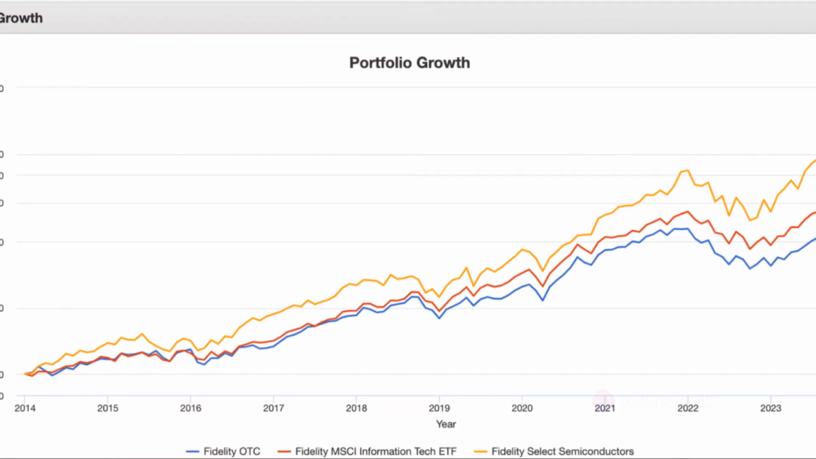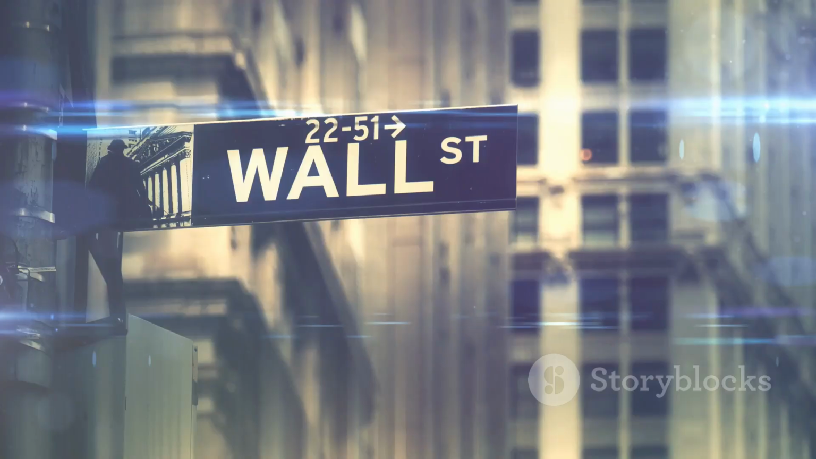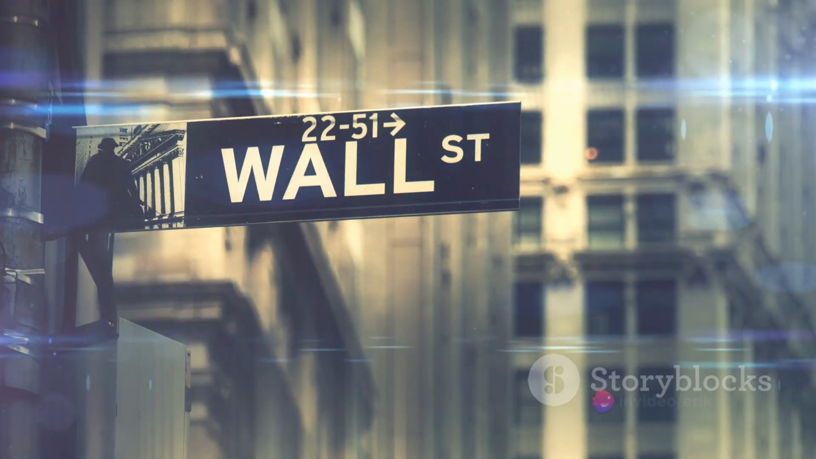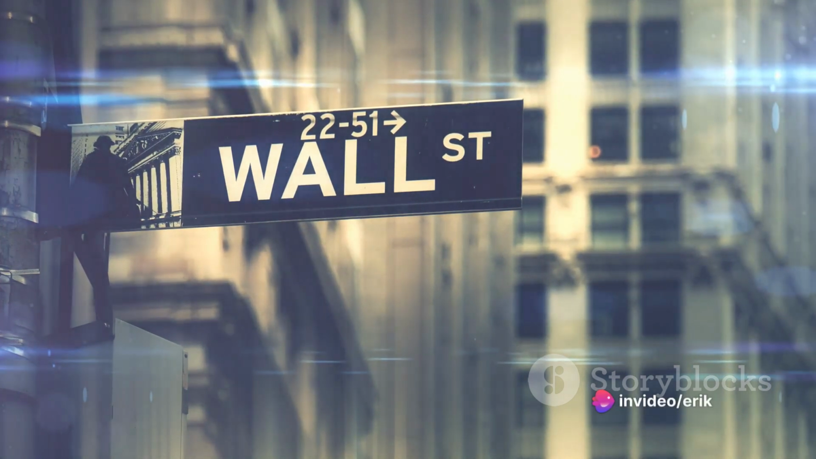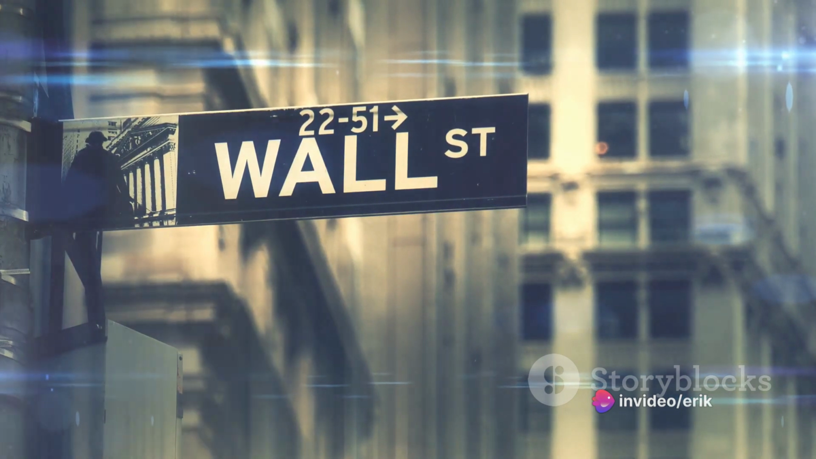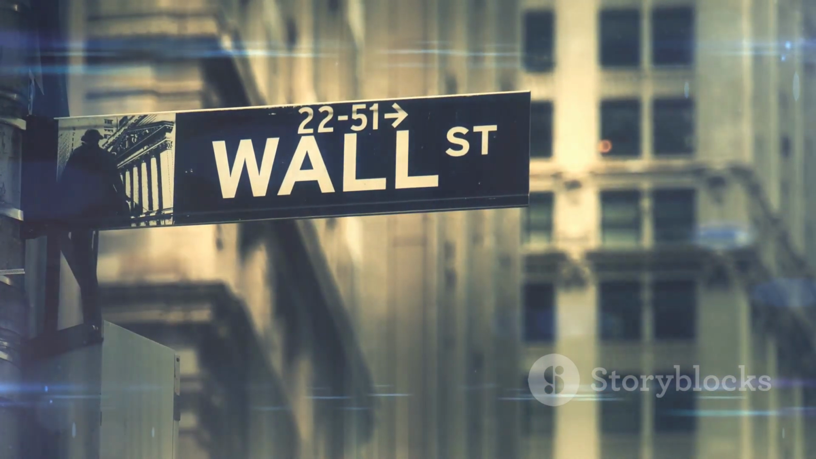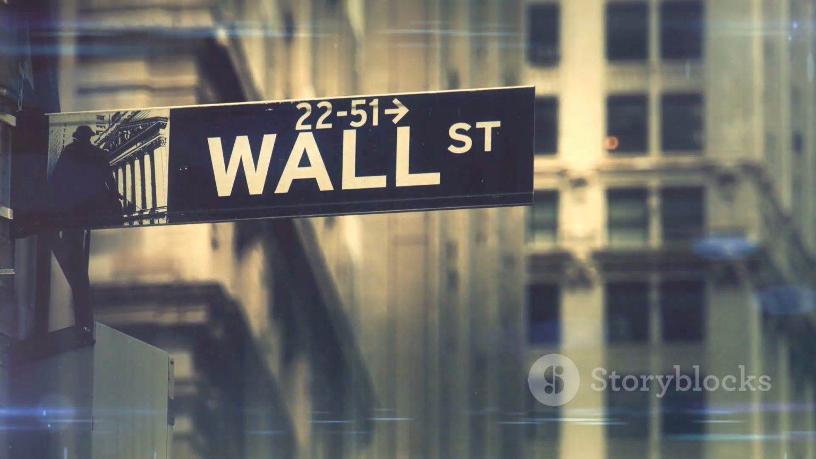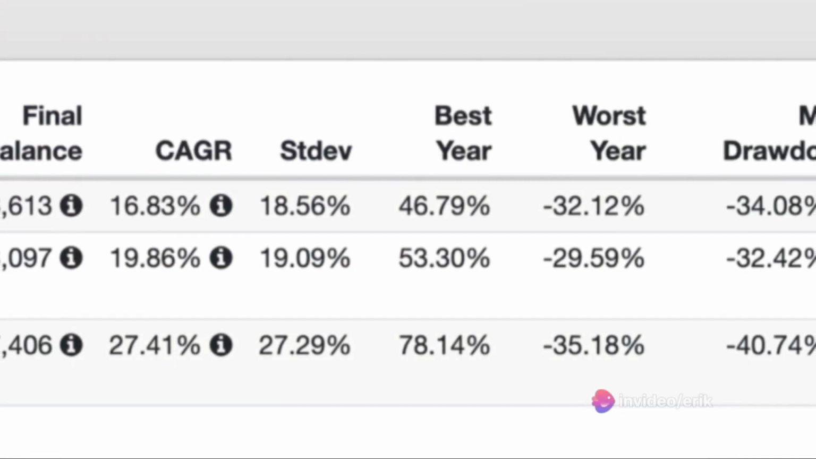Its best year saw a growth of 46.79%, while its worst dipped to negative 32.12%. The maximum drawdown was a hefty negative 34.8%. However, with a Sharpe ratio of 0.87 and a Sortino ratio of 1.38, it showed a favorable risk-adjusted return.